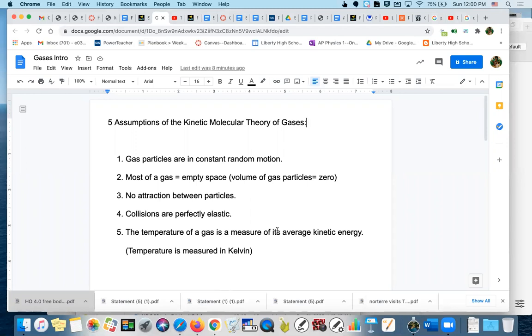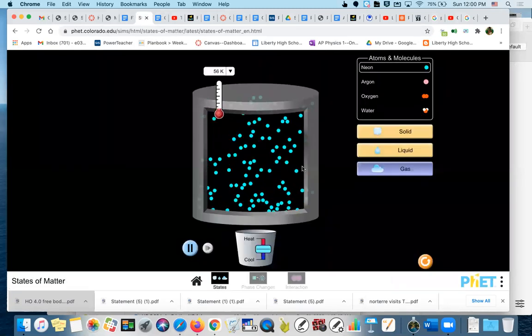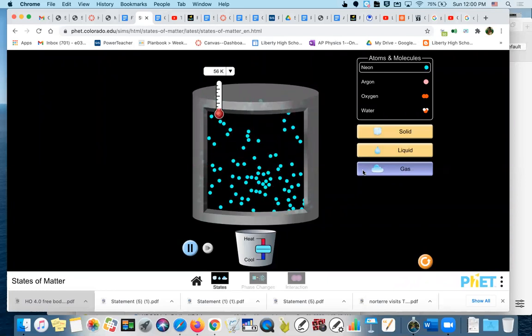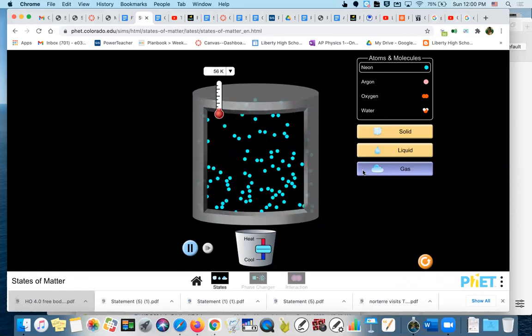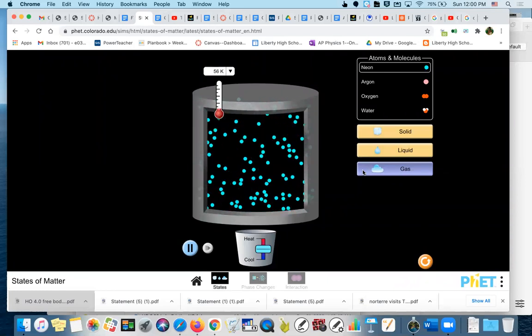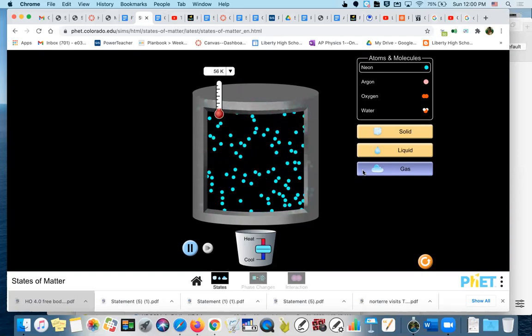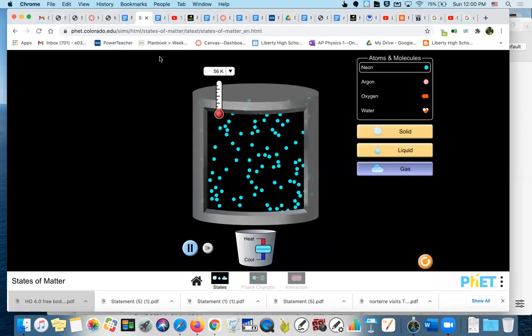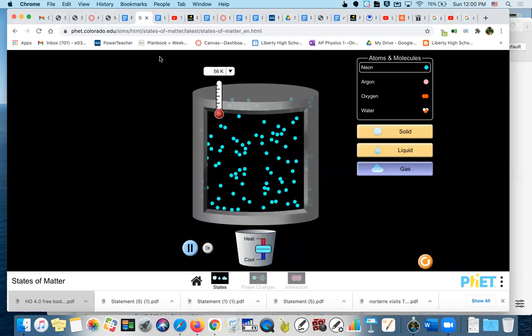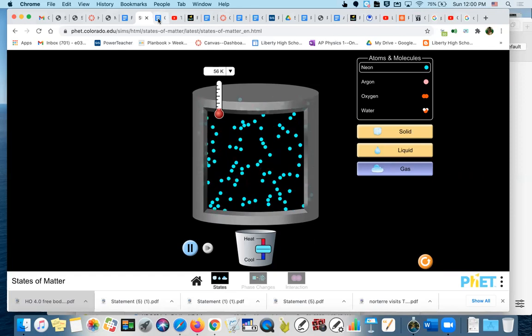Collisions are perfectly elastic. What does that mean? We'll go back and look at our picture here. When they bounce off each other, they don't lose or gain any energy overall. They basically just transfer their energy from one particle to another. So there's no loss in energy. They are perfectly elastic, perfectly bouncing off each other as they do that.